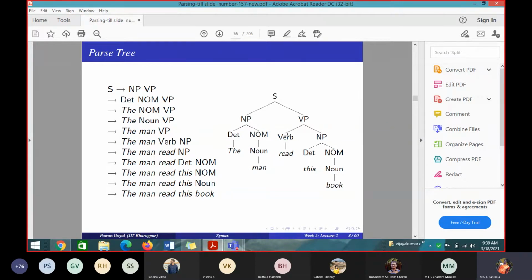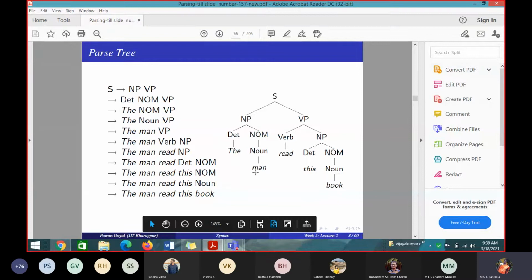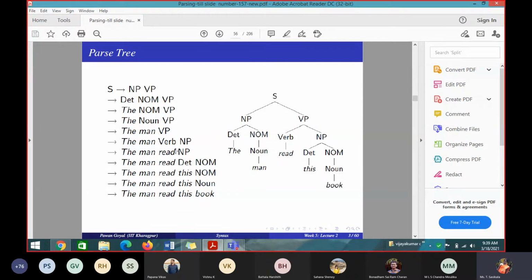So I am taking this path. Verb is replaced by read. NP is replaced next. NP is replaced by determiner nominal. Determiner is replaced by this. Nominal is replaced by noun. Then noun is replaced by book. So this is the parse tree. So how to construct this parse tree by the given grammar? These are the steps, where we replace each and every word by using the rules.